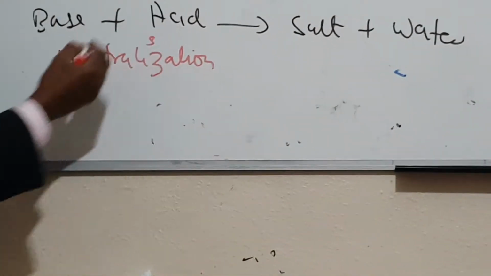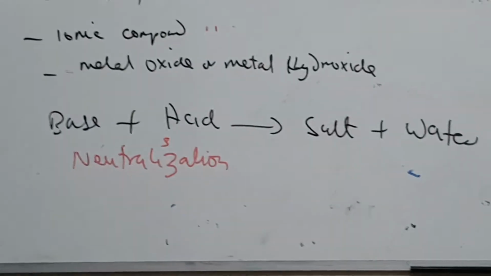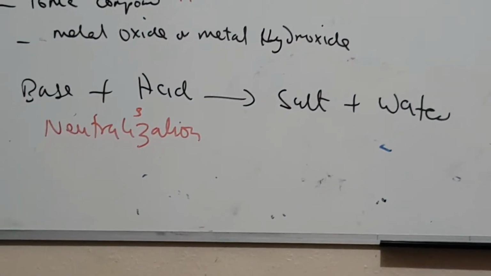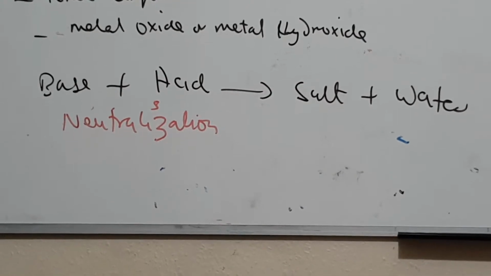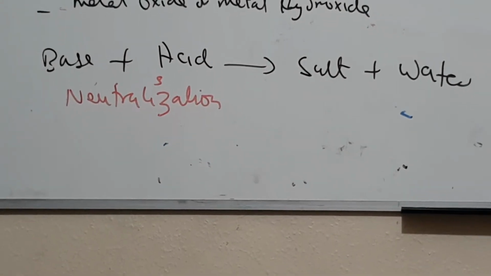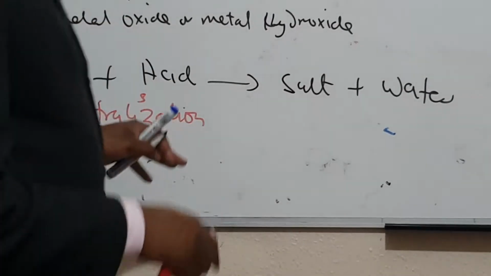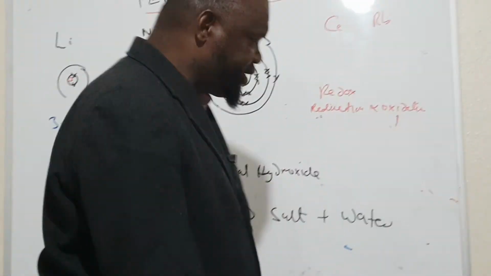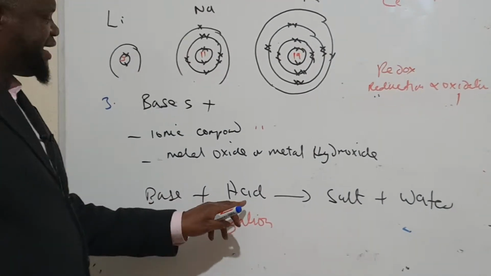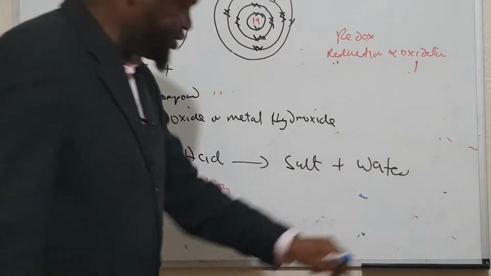Some people put an S here. A neutralization reaction is where a base reacts with an acid and forms salt and water. This is a basic, fundamental reaction. You must know this. Anybody who does O-level chemistry must know this. When bases react with an acid, they form salt and water.